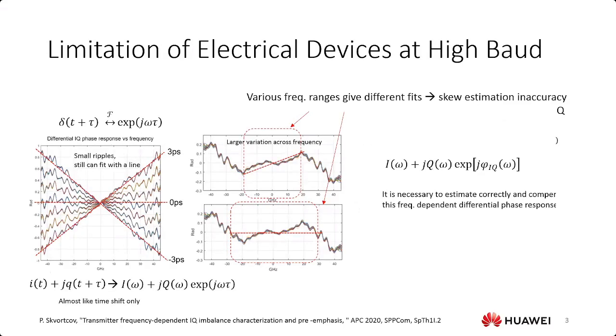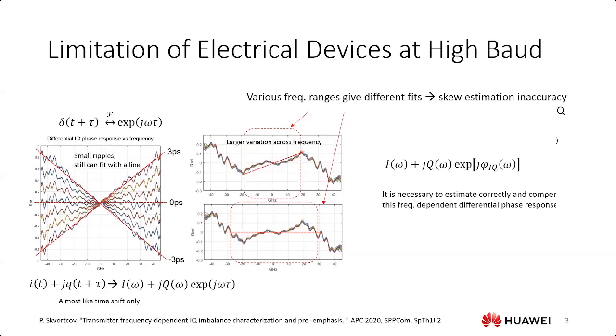If we are lucky, when we just plot out the differential phase between I and Q, we may just have some ripples across the frequency. And we can just do a linear fit and obtain the slope. So this slope infers the value of the skew.